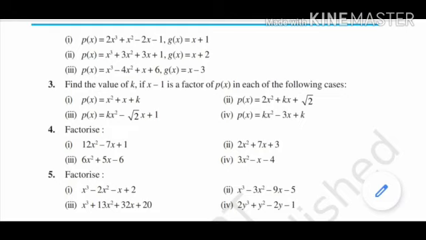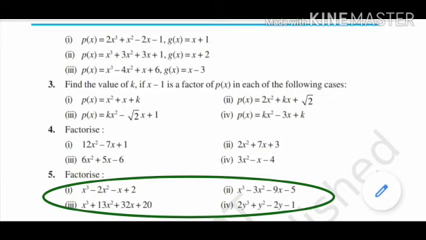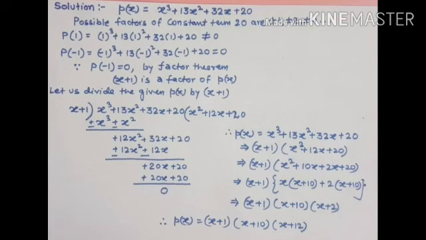Let us move to the last question of this exercise, that is 2.4. It is very important to learn how to factorize such types of polynomials. So we will solve number 3. Dear students, here we have to factorize the polynomial x cubed plus 13x squared plus 32x plus 20. Here the constant term is 20, as you can see on the screen, and the possible factors of 20 are plus minus 1, plus minus 2, plus minus 4 and so on. Now let us find one of the zeros of the given polynomial by putting the possible factors one by one.